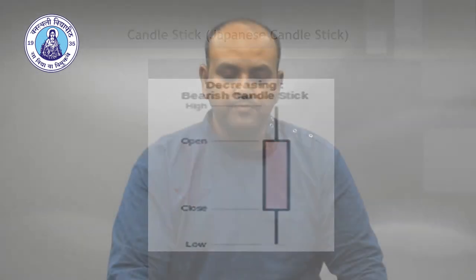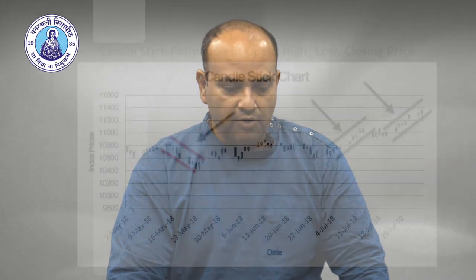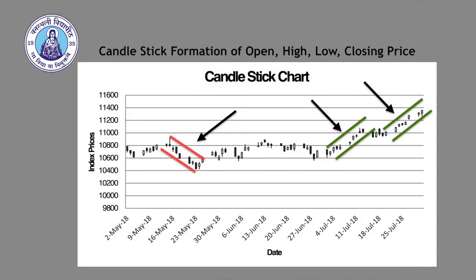Now, I have plotted the same data using candlestick formation with open, high, close and low prices. If you see the candlestick chart, I have marked with arrows that there is a downward trend, which has been represented by two red lines, and there are some upward trends, which are represented by green parallel lines. So, what is this saying? This is saying that the prices are falling in certain periods, and in some periods the prices are rising. So, there is a bearish trend in some areas, and a bullish trend in other areas.